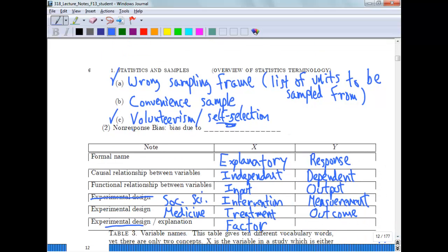Okay, next is called non-response bias. This bias is bias due to missing measurements.